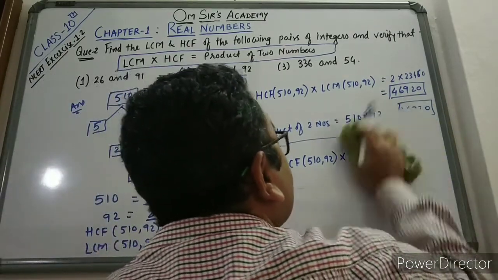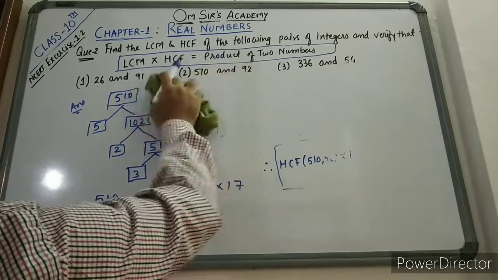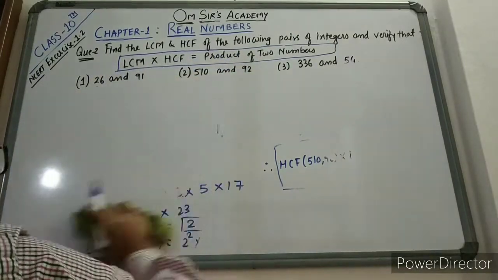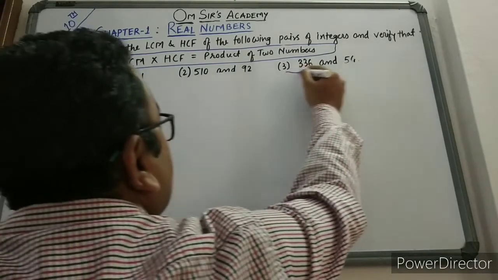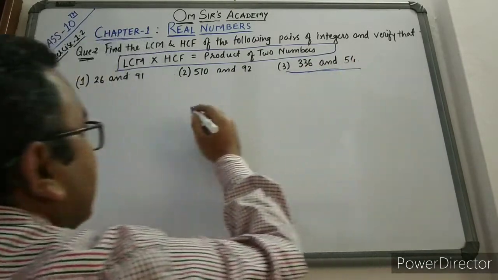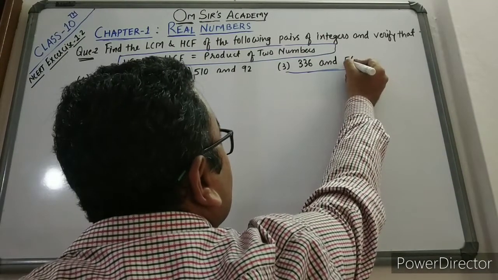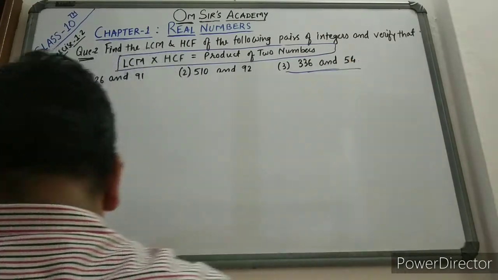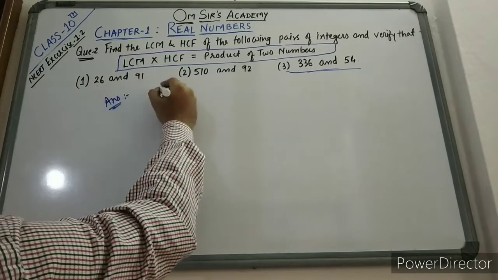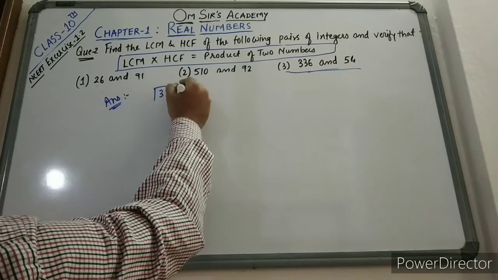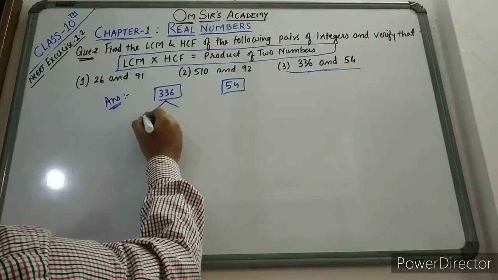Now the last sum, that is the third sum of question 2. The third sum is 336 and 54. Okay friends, it is 54, 5, 4. So the prime factors of 336 and 54. What will be the prime factors?